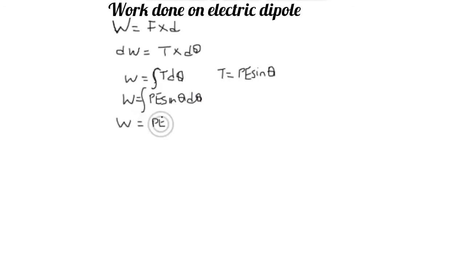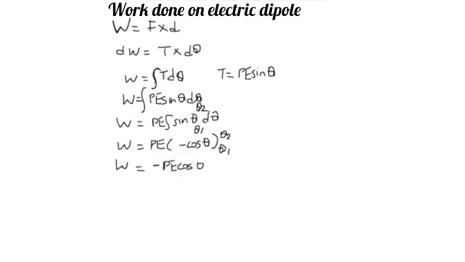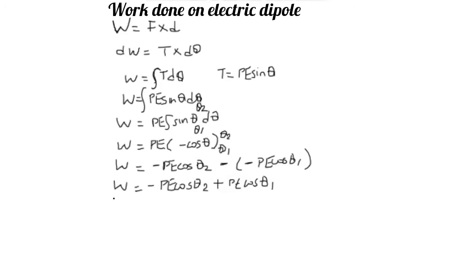W is equal to Pe integral of sin theta d theta. Let's say we are rotating the dipole from initial angle theta 1 to final theta 2. Integral of sin theta is minus cos theta. Pe times minus cos theta from theta 2 to theta 1, which is equal to minus Pe cos theta 2 minus Pe cos theta 1, which is equal to minus Pe cos theta 2 plus Pe cos theta 1, which is equal to Pe cos theta 1 minus Pe cos theta 2.